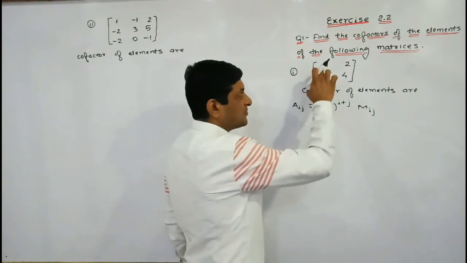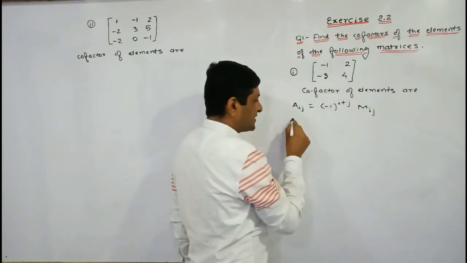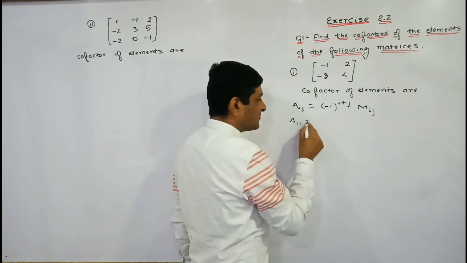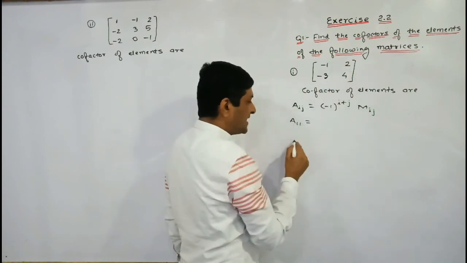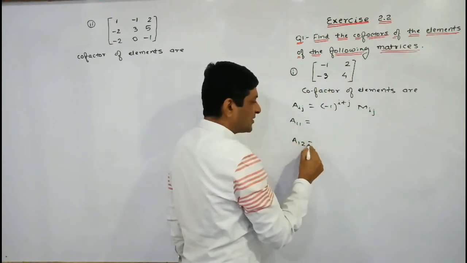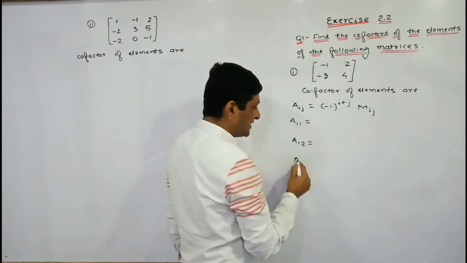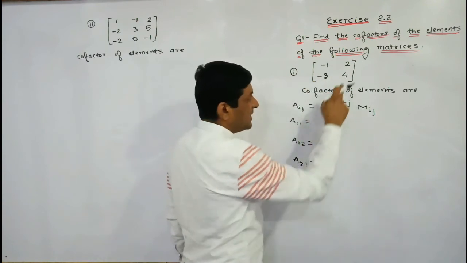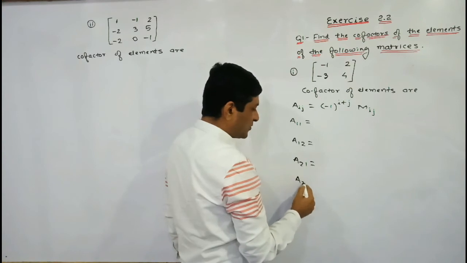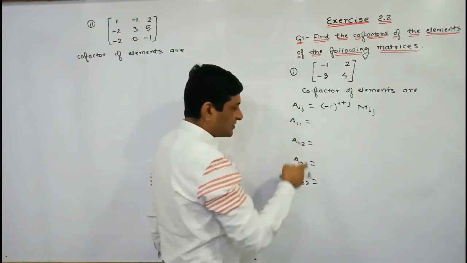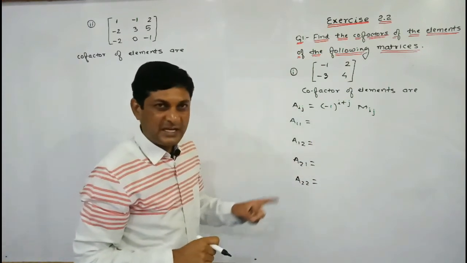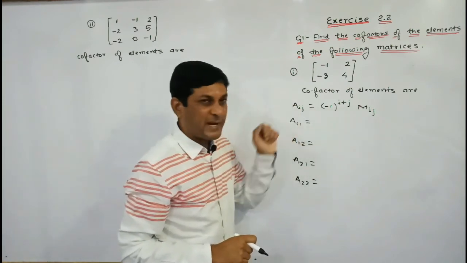So here let us try to find out cofactor of first element. First element lies in first row and first column. This 2 lies in what? First row and second column. This minus 3 lies in second row first column and 4 lies in second row second column. Means these are the 4 cofactors of all the elements which we have to find out applying this formula.